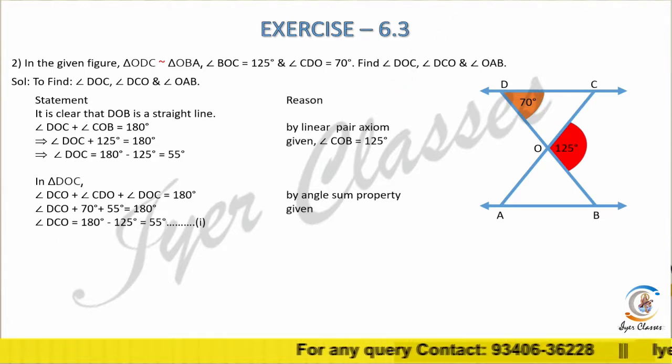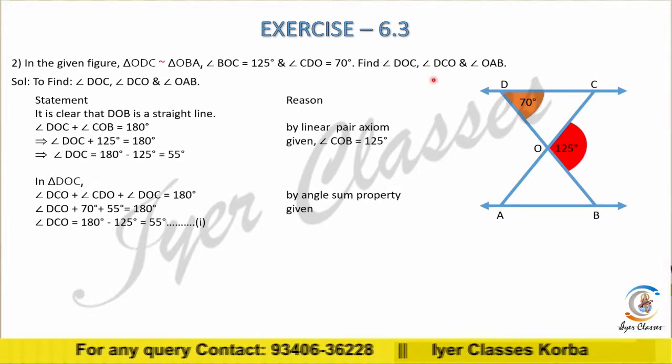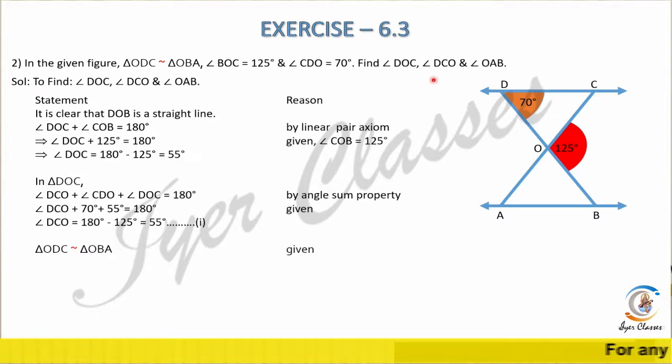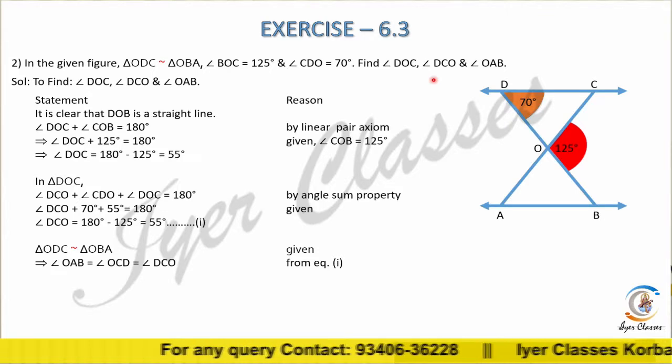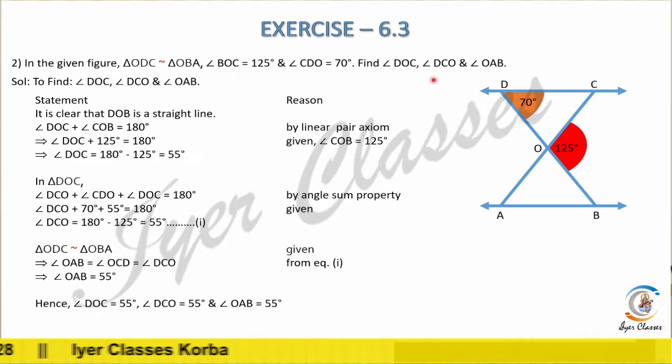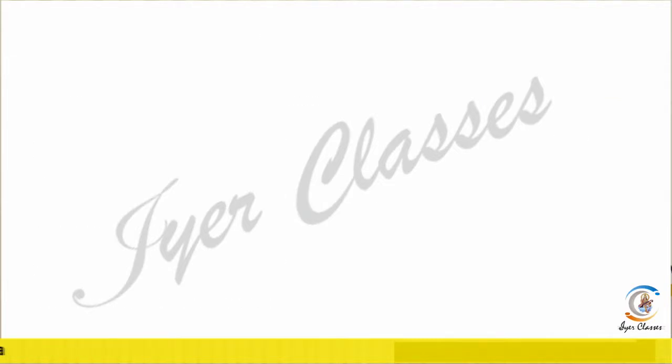This angle we got as 55 degrees, and we already got angle DOC, which is also 55. Now we know the two triangles are similar, which is given to us, so the corresponding angles should be equal. So angle OAB also will be equal to 55 degrees and we got all the angles which are required.